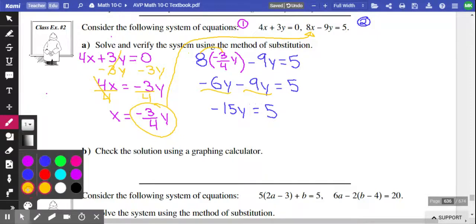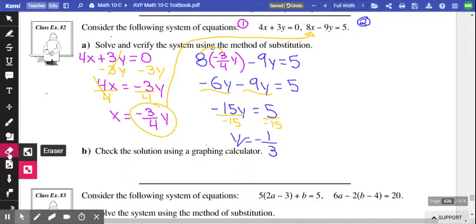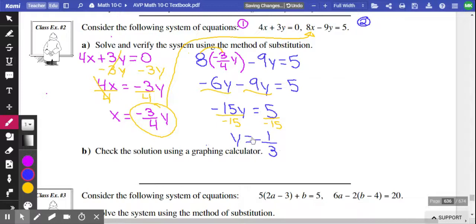My last step is going to be to get y by itself, so I divide by negative 15. When I do that, I get my y value. Y equals negative 1 over 3. If you put that in your calculator, 5 divided by negative 15, you would have got negative 0.33333333. You want to go math, frac, and then we've practiced a lot on our calculator. So you get the lowest terms fraction. My y value is negative 1 over 3. Awesome.